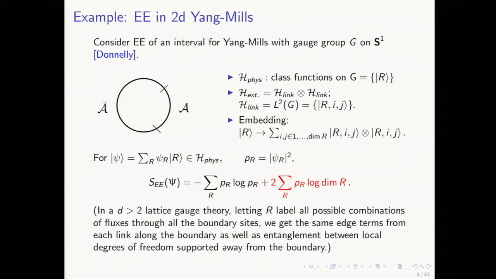The physical Hilbert space of this theory, you can show, is the space of class functions on the group manifold. A convenient basis for which is provided by the characters of the group in various representations. For the extended Hilbert space, we want to lift Gauss's law at all the boundary sites of the region, which in this case are just the two endpoints. So the extended Hilbert space is the tensor product of the Hilbert space on the two links, where the Hilbert space on each link is the space of group elements, as I said in the previous slide.